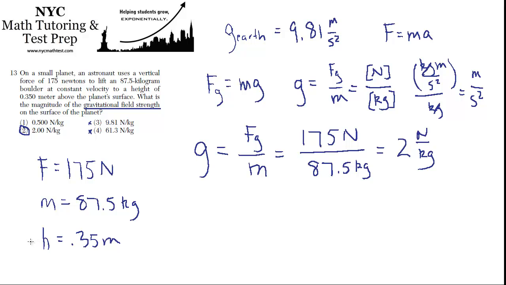Also notice that the height never comes into play. It doesn't actually matter how far the object was lifted off of the planet's surface because it was done at a constant velocity. That's the key point, is that this force that was exerted vertically wasn't enough to accelerate the object. So it doesn't really matter how far it lifted it off.